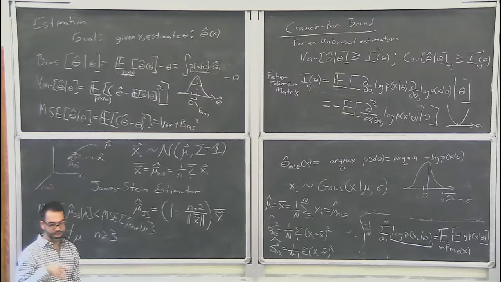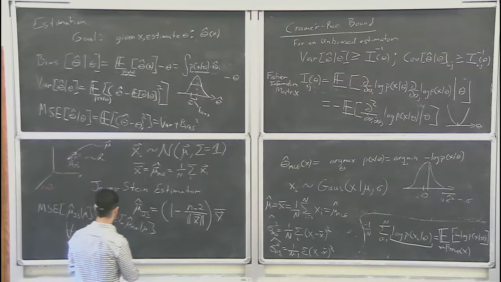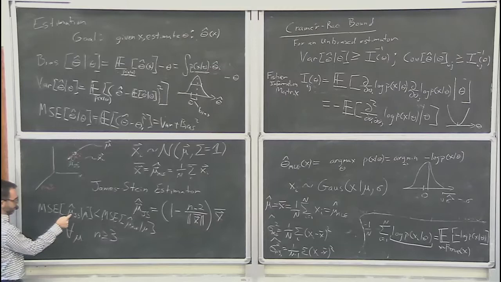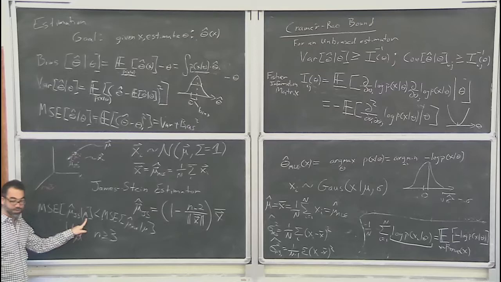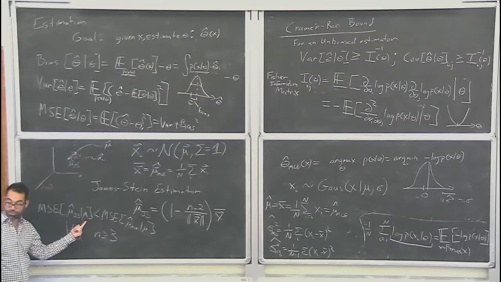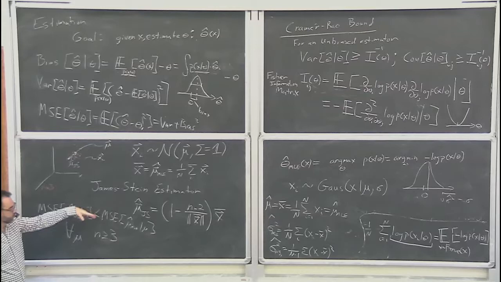But the other part that's interesting is that when I write the mean squared error of my estimator given mu, it's still a conditional statement. I have to specify what the true value is, right? So it's not just a number, it's a function of whatever the true value is. So for instance, when mu was equal to zero, these two are the same, right?